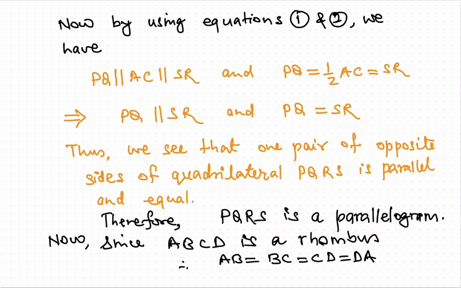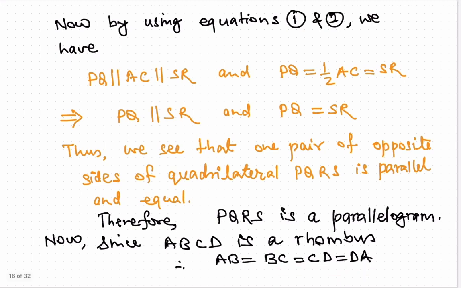Now we have to prove that PQRS is a rectangle. We already proved that PQRS is a parallelogram. Now since ABCD is a rhombus, it is given, and therefore all sides of this rhombus are equal, that is AB is equal to BC is equal to CD is equal to DA. Now utilize this feature.